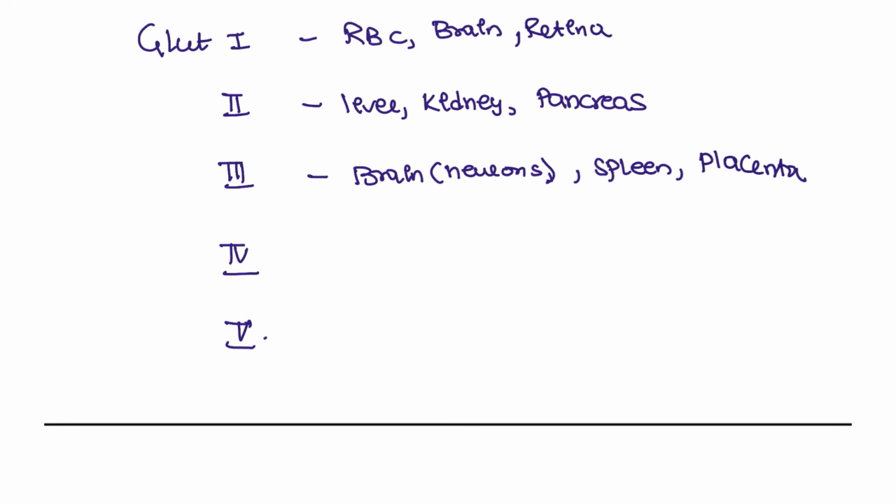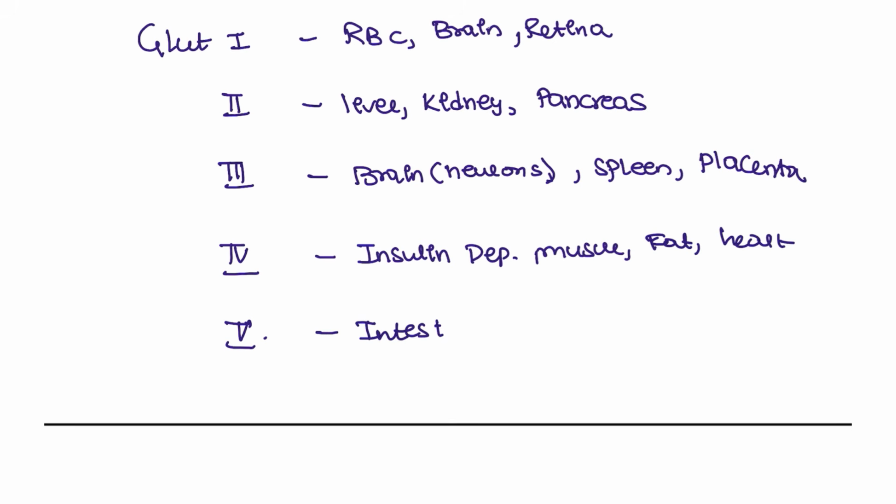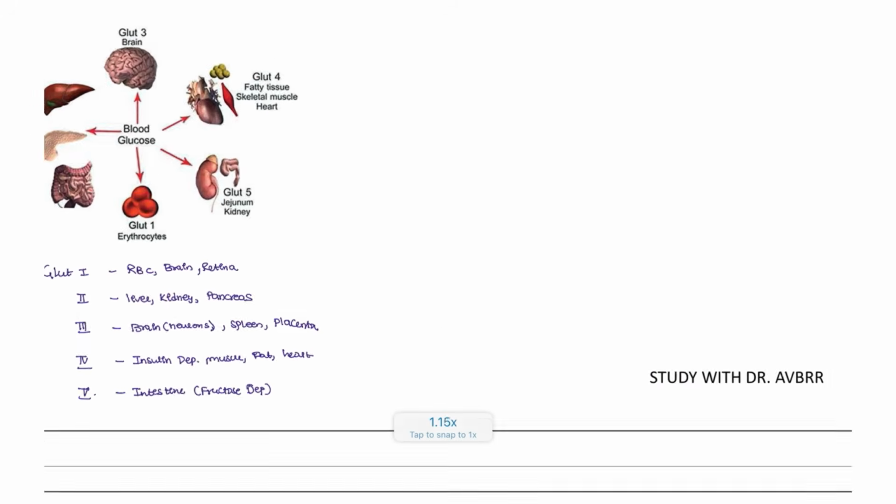Next, the fourth one is highly important because this is insulin dependent. Here you have the muscle, fat, and also heart. And the fifth one is for the intestine, and this is fructose dependent. One point that is important.